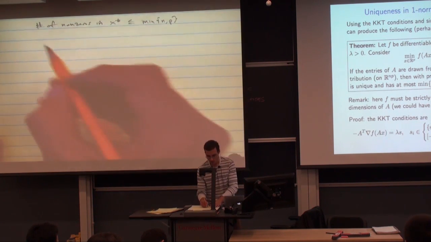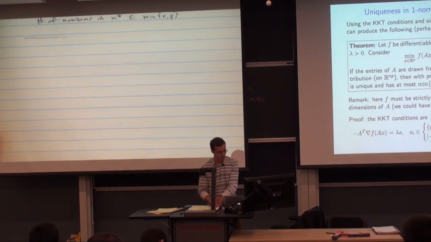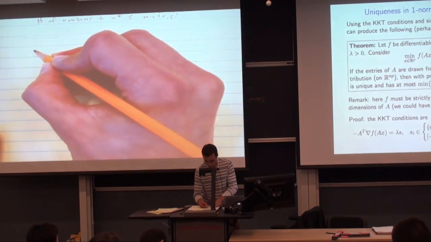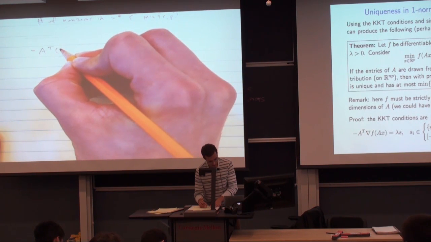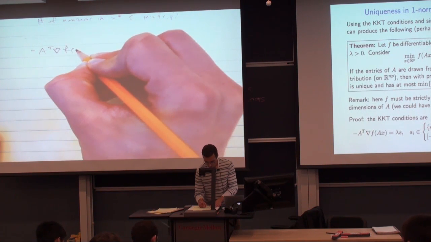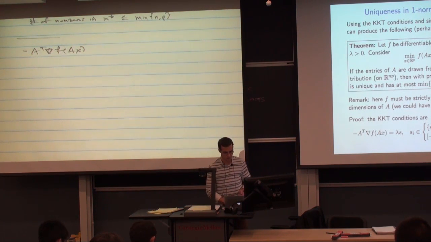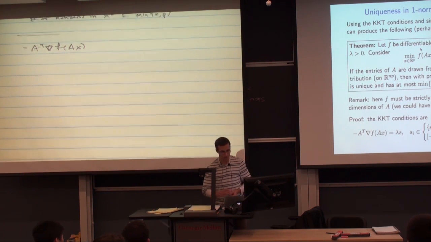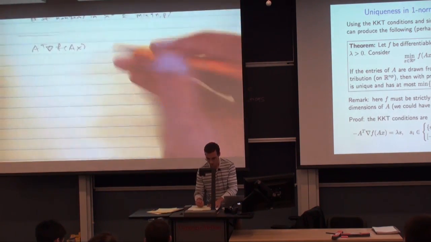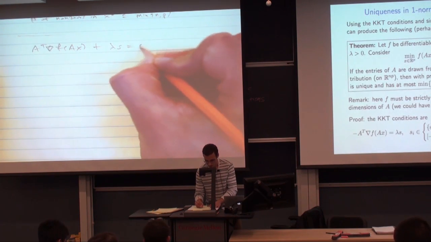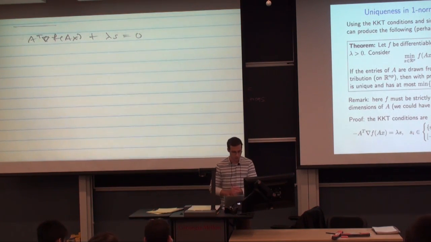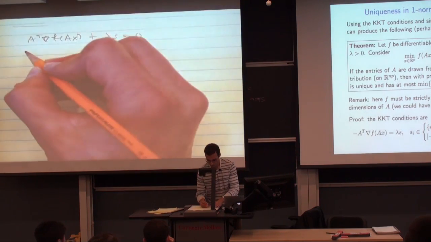So let's do this quickly in the amount of time we have left. The KKT conditions look like this. Right? What are the subgradients of my criterion? Well, since this is convex and differentiable, I just take its gradient. From the chain rule, it gives me this. Actually, there's no minus sign here, sorry. Plus lambda s equals 0, where s is a subgradient of the 1 norm, just like we had for the lasso. It's the same idea.